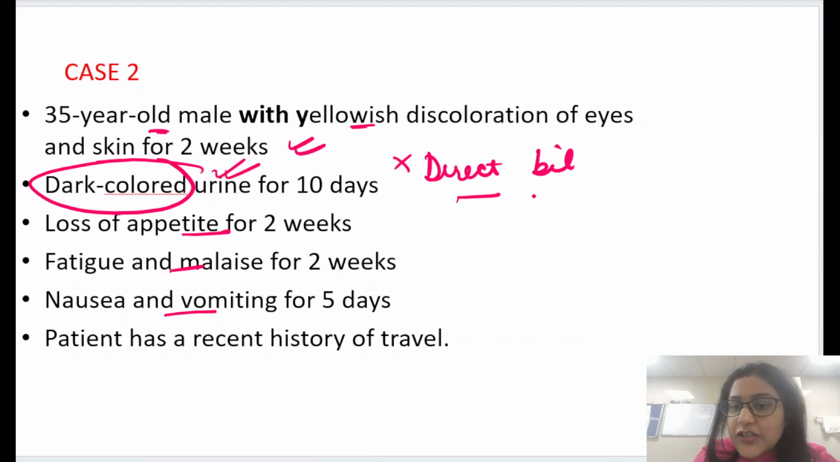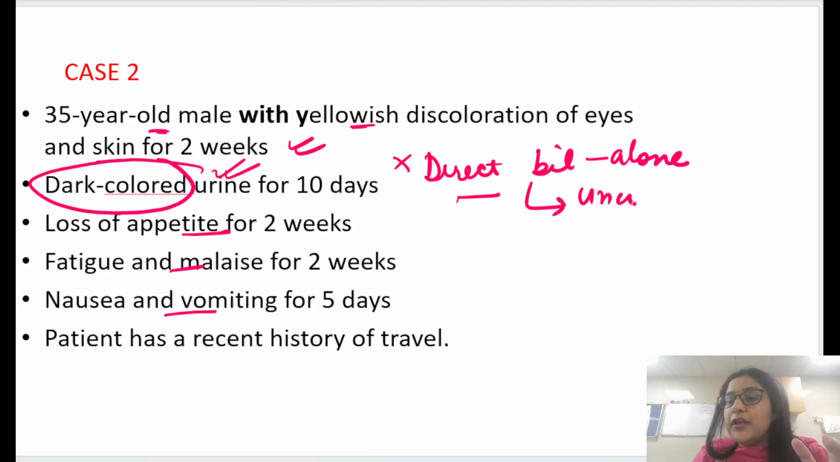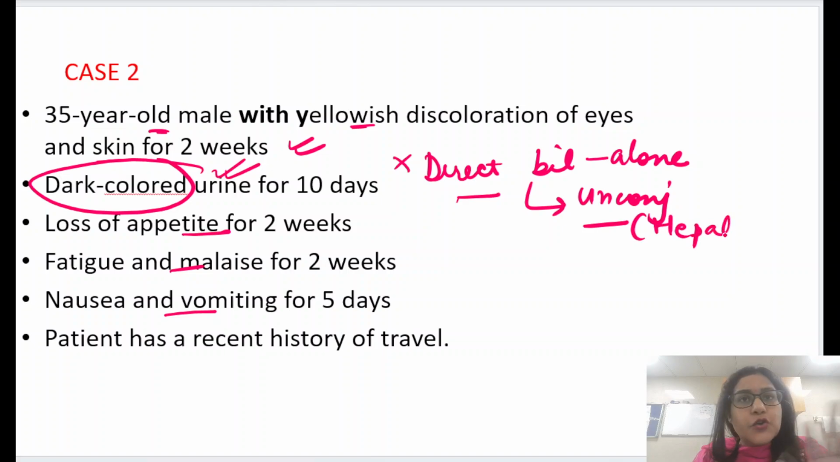If urine color is changing, that is because of direct bilirubin. Now direct bilirubin can be present alone if there are obstructions, so it is a post-hepatic jaundice, or it can be present in association or in combination with unconjugated bilirubin also. That is what happens in hepatic jaundice, because in hepatic jaundice you have a mixed pattern. You have direct bilirubin also and indirect bilirubin also.